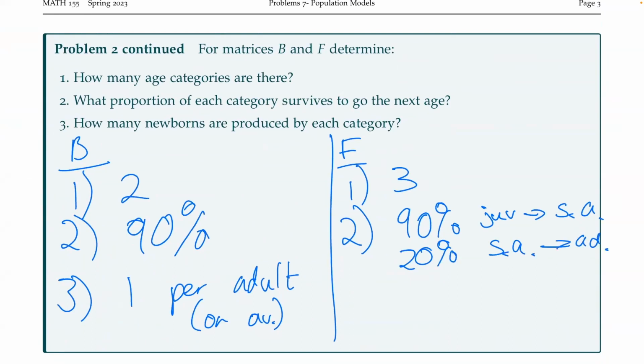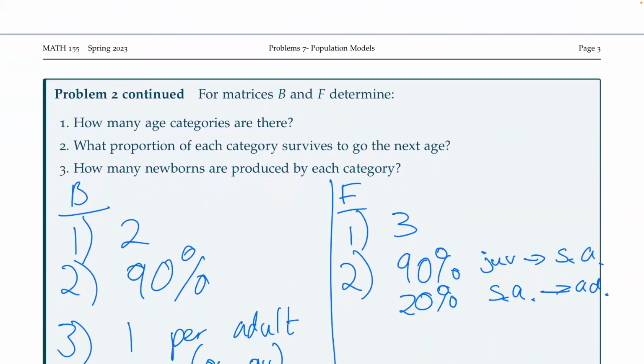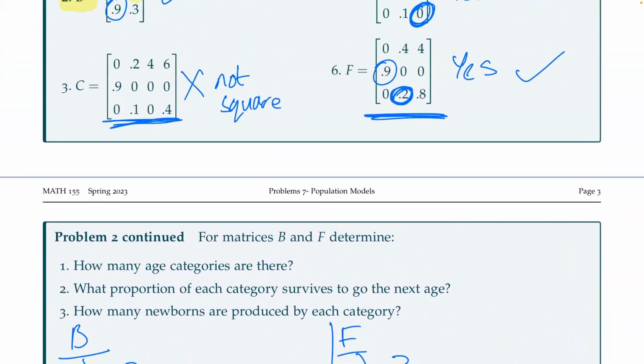How many newborns are produced by each category? Okay, so how many newborns are produced by subadults?